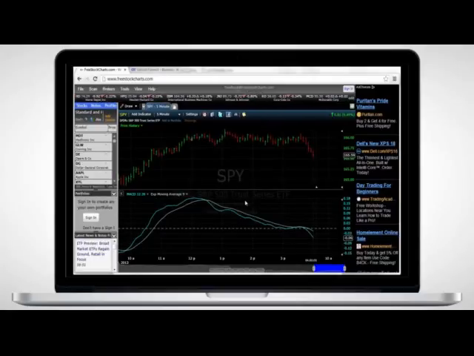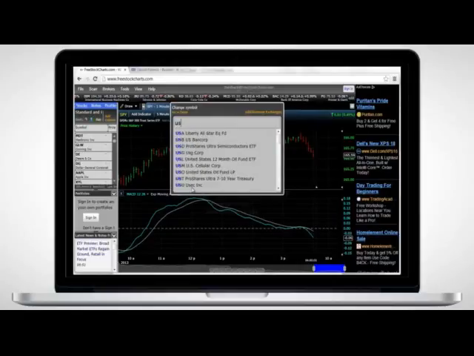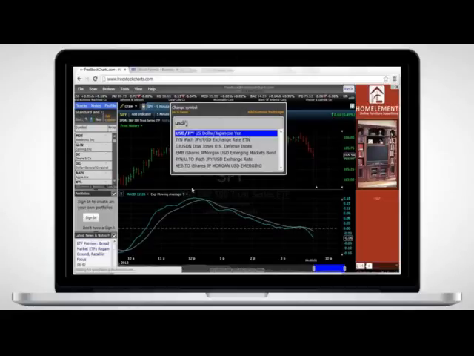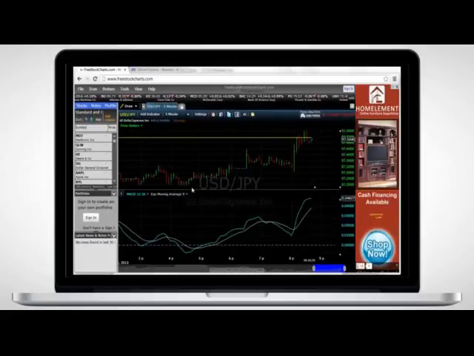And to change to a different asset, you just start typing the name of the other asset. For example, if I want to bring up US dollar versus yen, I just start typing US dollar versus yen, and up comes that exchange rate. Click enter, and now I'm looking at that same chart on dollar yen.